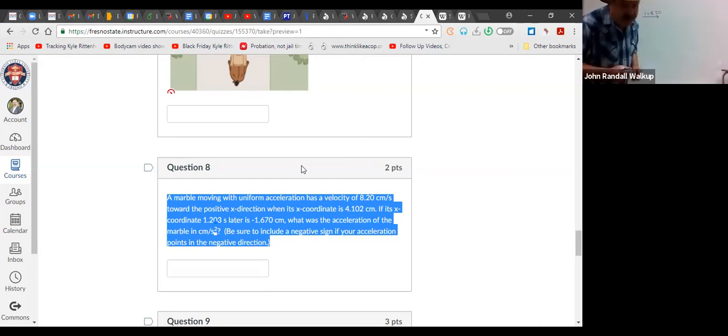When its x coordinate is 4.102. Okay, so at this point, its x coordinate is 4.102. 0.203 seconds later, it's at negative 1.67. So here's 0. This is negative 1.67 centimeters. Centimeters per second. Centimeters.